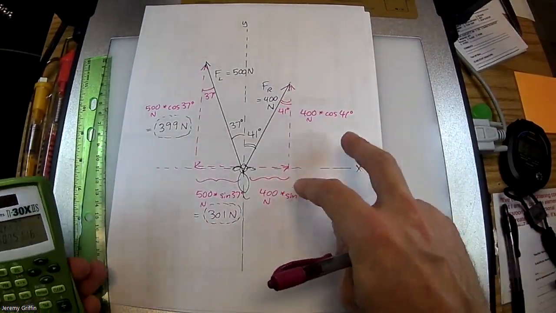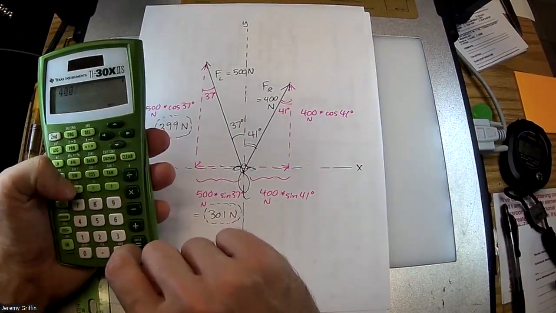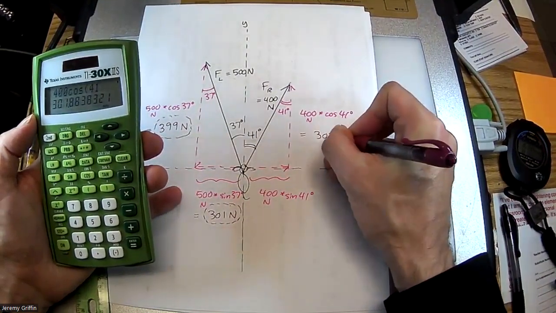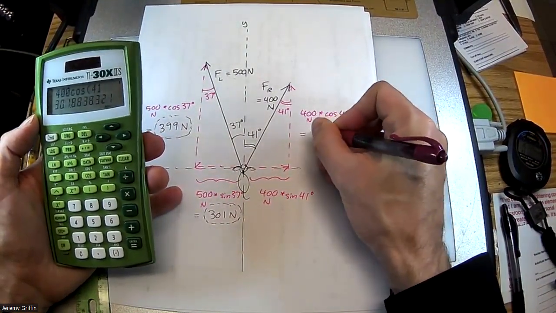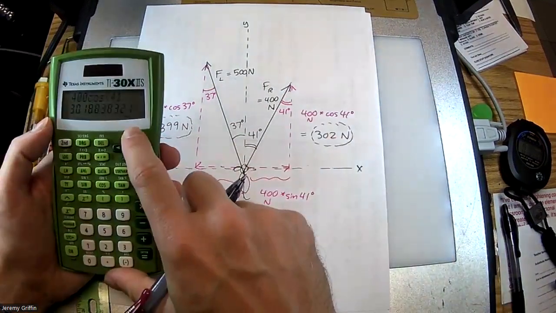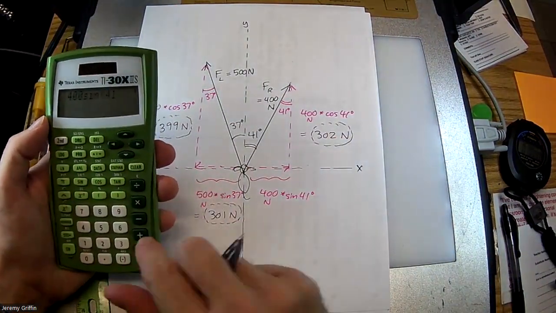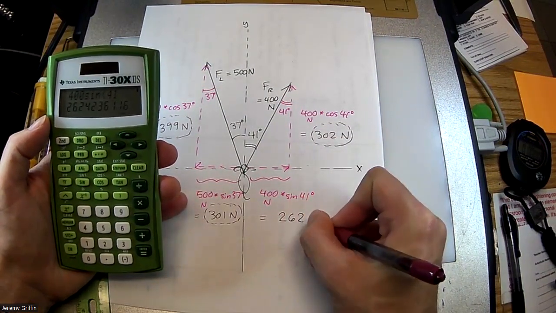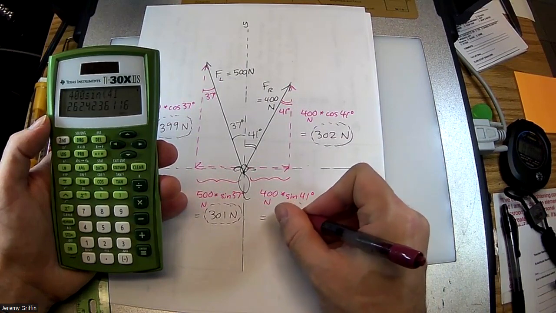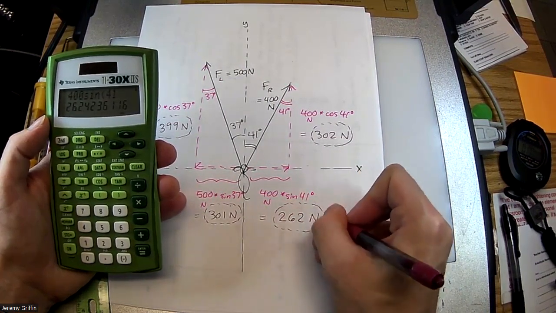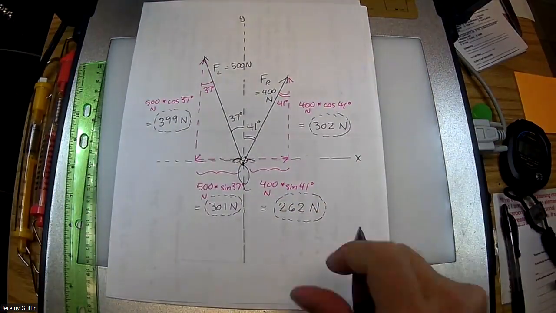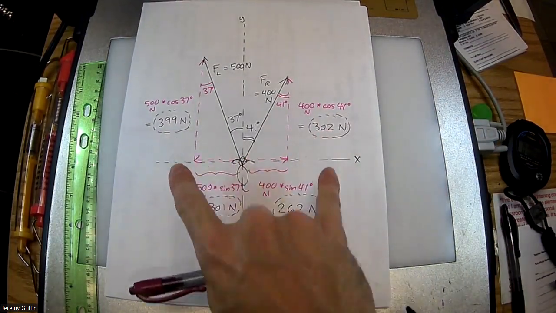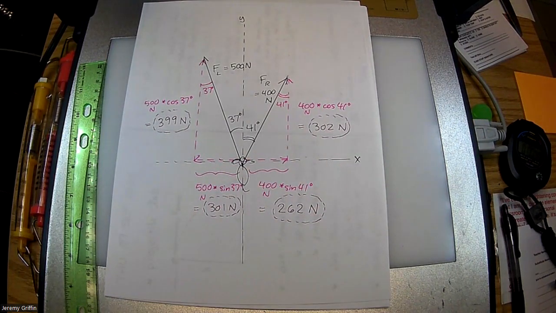How about these components over here? What is 400 cosine 41 degrees? That is 302 newtons. What is 400 times sine of 41 degrees? That's 262 newtons. There's also some extra decimals. I'm just going to round to the nearest whole number, just to get the idea here. You guys see this burgundy color? I got 4 components, and I circled those with a dash outline. You guys see those?